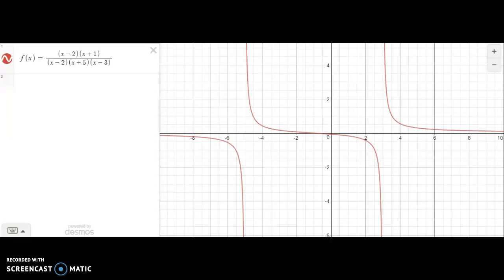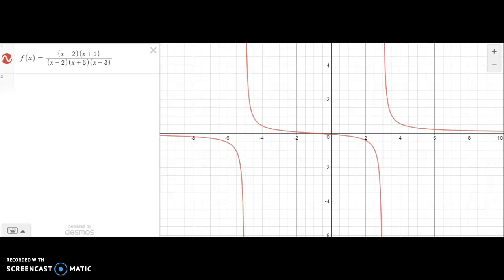So I'm going to be teaching the skill "I can graph a rational function to show key features," and the key concept of this is finding key features by looking at a graph. So the first graph I'm going to do is (x minus 2)(x plus 1) over (x minus 2)(x plus 5)(x minus 3).